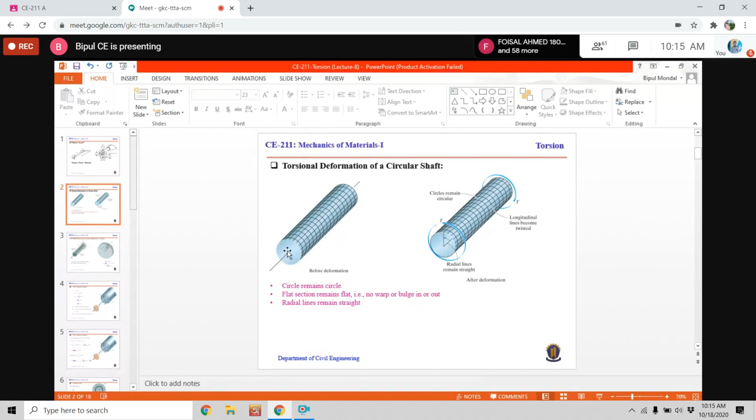And again, if we draw a straight line or radial line on this plane, say this is the radial line, and this line was drawn before applying torque. And when we have applied torque to this body, then this radial line has been shifted here. But this radial line was straight, and it is still straight. Okay, so we can draw another conclusion that the radial line remains straight before applying torque and after applying torque.